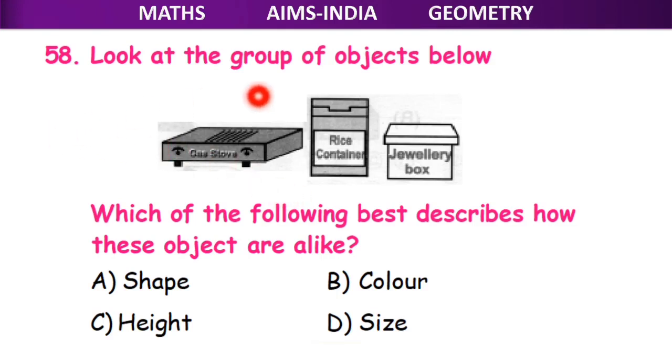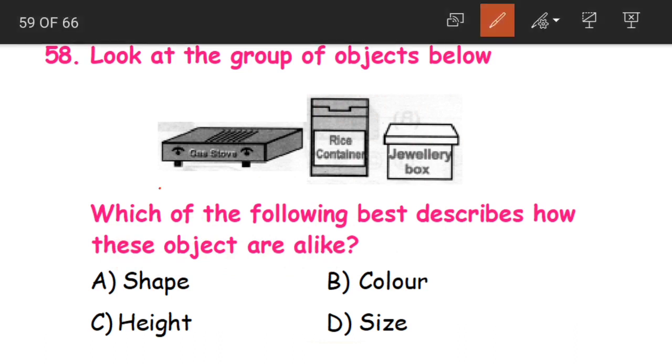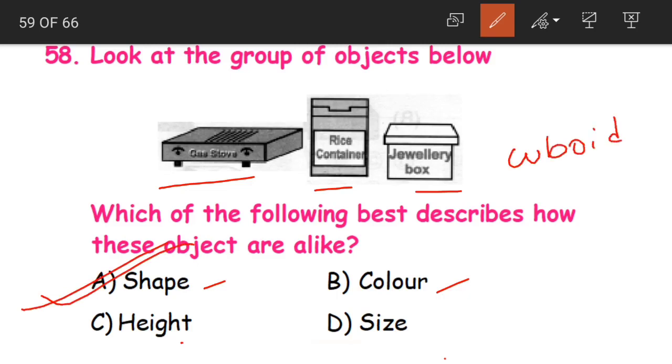Question 58. Look at the group of objects below. Which of the following best describes how these objects are alike? Again, what is the common thing between all these boxes? Is it their shape, color, height or size? It is their shape. Option A, shape. All these are in the shape of a cuboid.